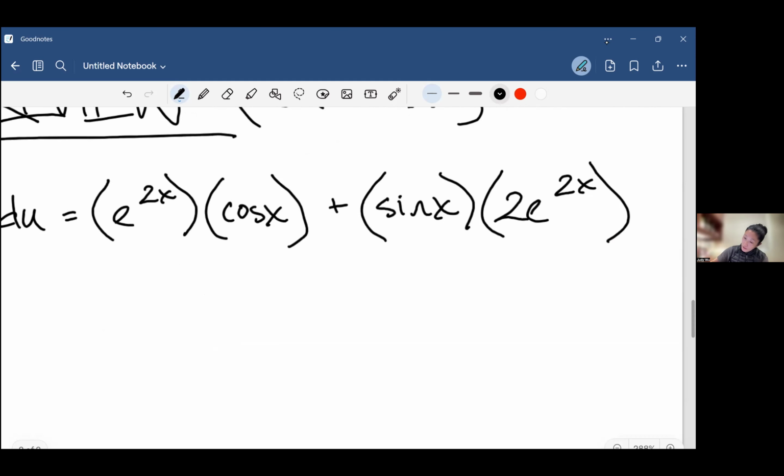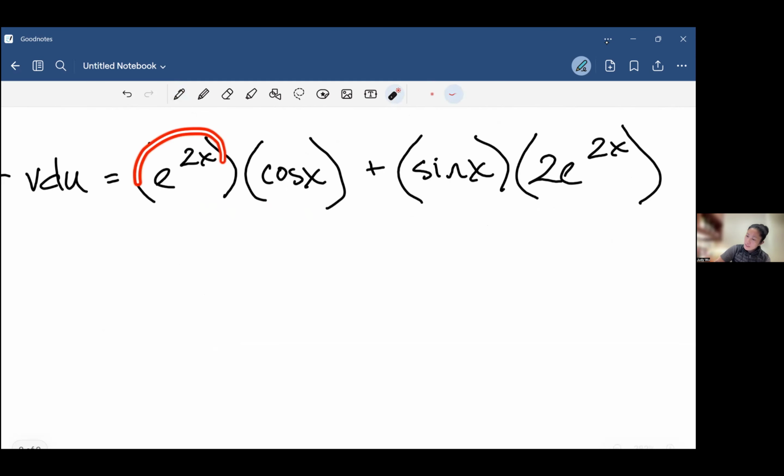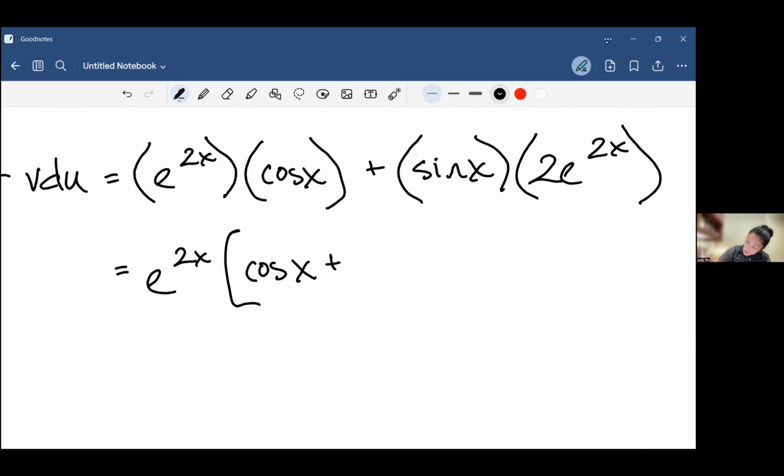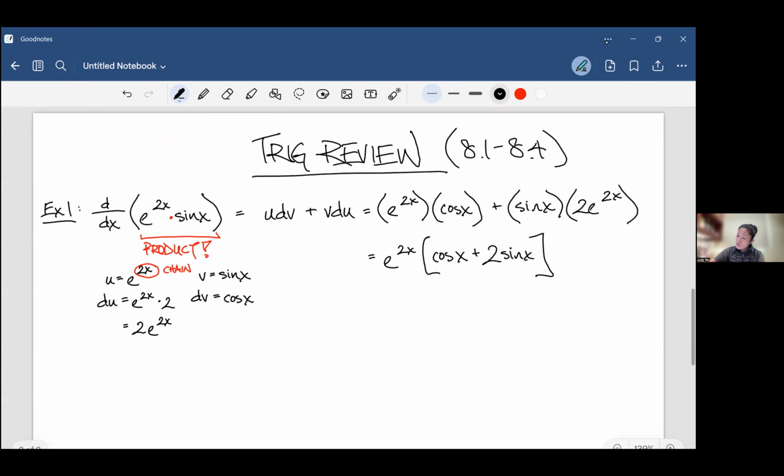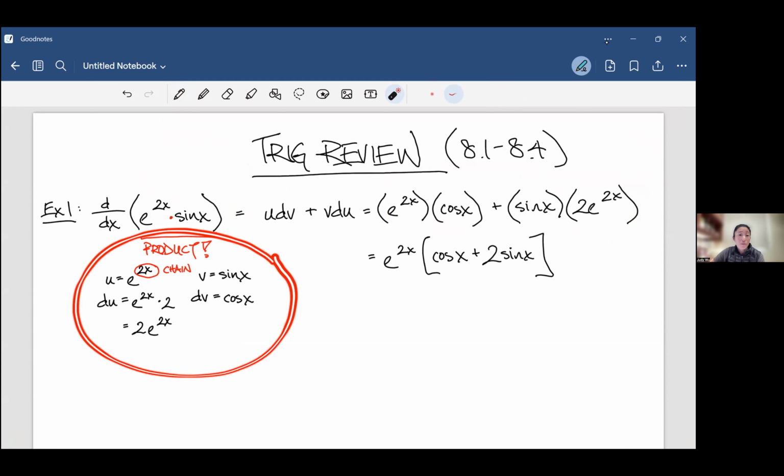But if you wanted to, you could say, oh, I've got an e to the 2x here and an e to the 2x here. You could factor that out. All right, we get e to the 2x, and what's left? We've got cosine x plus 2 sine x. This would also be an acceptable answer, okay? But you lose no points for leaving it like this. In fact, by knowing you need to do the product rule and then your chain rule to find your du, you're really showing me most of the things that I'm looking for, okay?